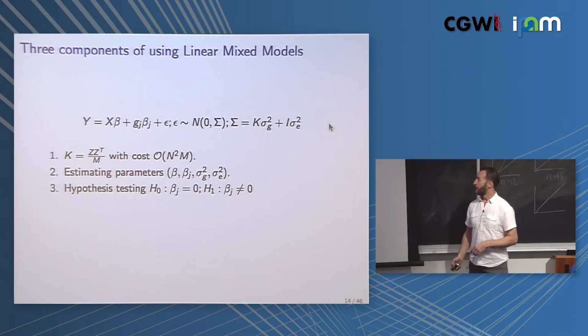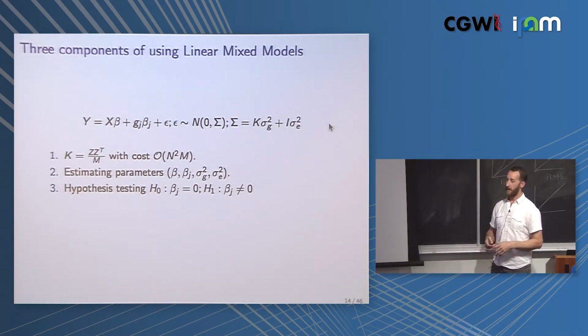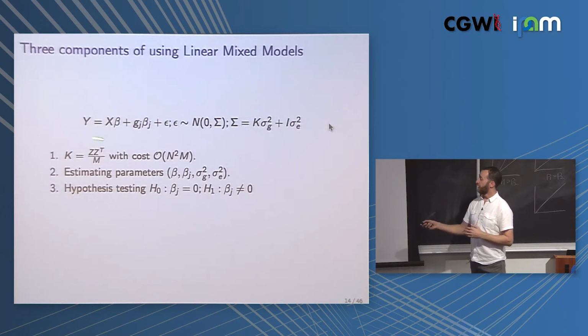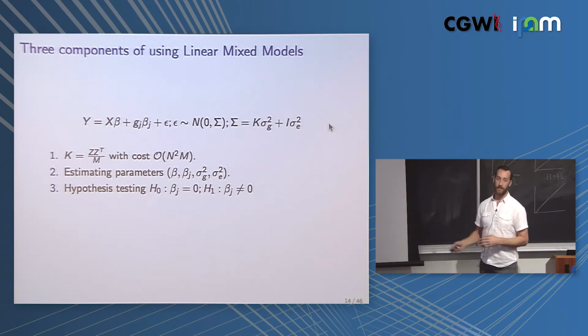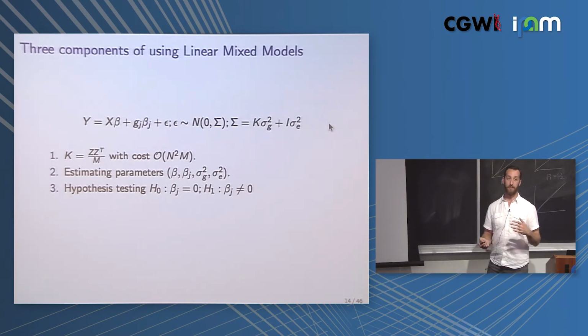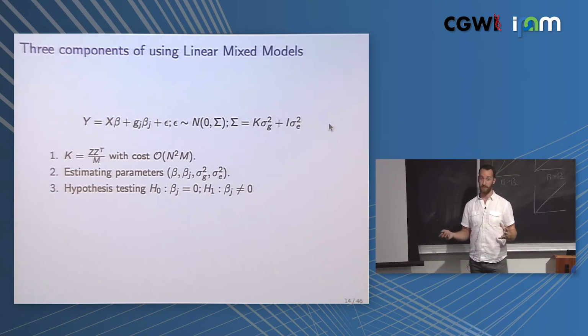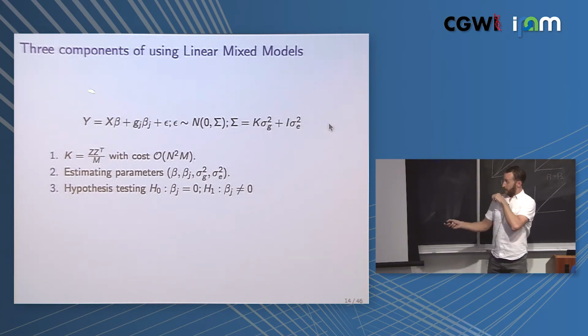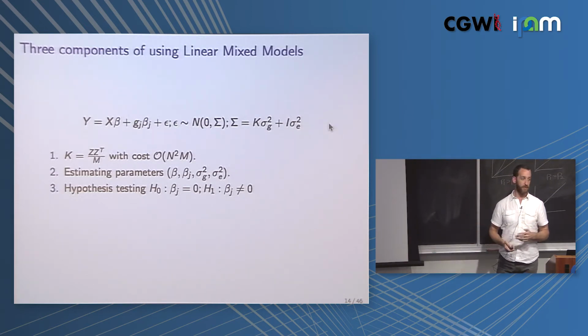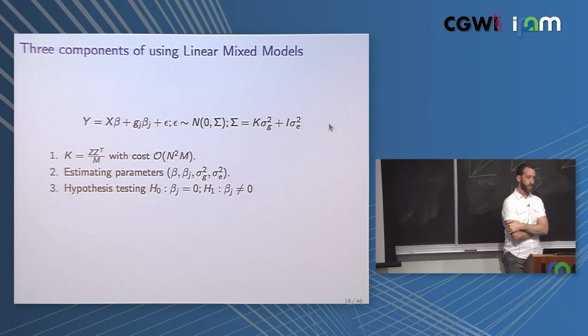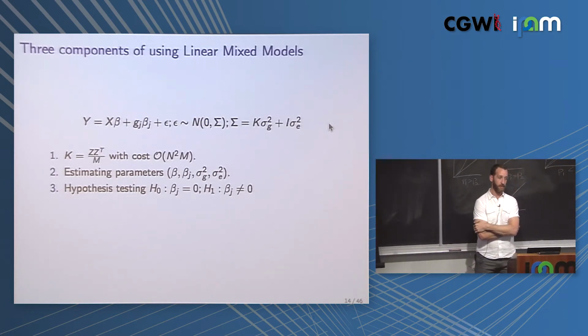Okay, so now that we've chosen our K as this, which is going to cost us quite dearly, n squared m, to build this K, we'll talk about estimating the parameters of our linear mixed model. So we've got the beta for the fixed effects, the beta for the genotype, and then these two variance component terms. Yeah. So if you want to correct for all of those, do we have different K's or is just one K sufficient?